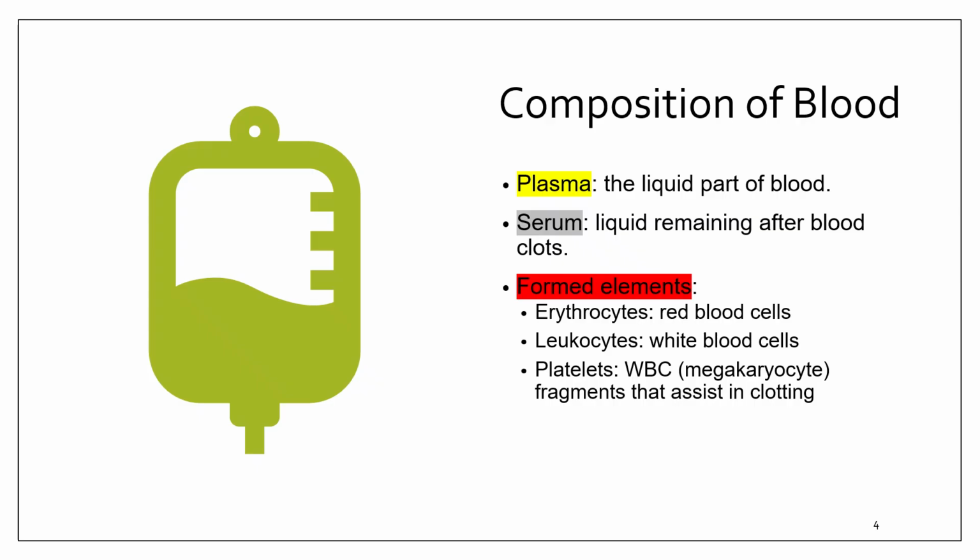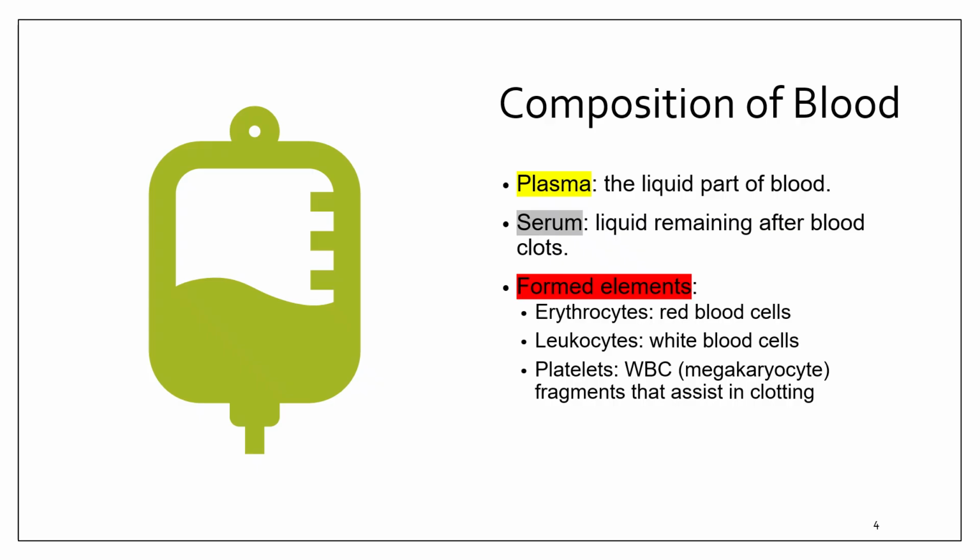An analogy here, plasma is the delivery truck, the cells are the packages. The next component is serum. Serum is what's left after blood clots. So here's the key distinction. Plasma equals serum plus clotting factors. Serum equals plasma minus clotting factors. This matters clinically because many lab tests specify whether they require plasma or serum, especially coagulation studies.